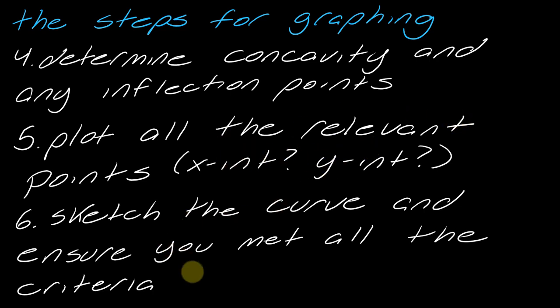And then finally, sketch the curve and then ensure that you have met all of the criteria from your previous steps. So this step always seems like the easiest, but I noticed that a student will very often do all of these steps right, and then they won't check that they actually met all of the previous criteria, and then they'll mess up the graph. So just always take that extra second to make sure your graph reflects all of the previous steps, if that makes sense.